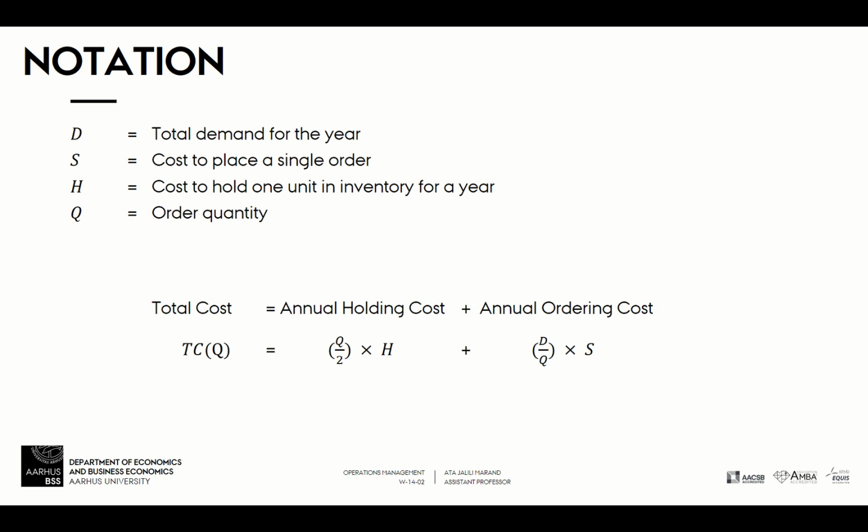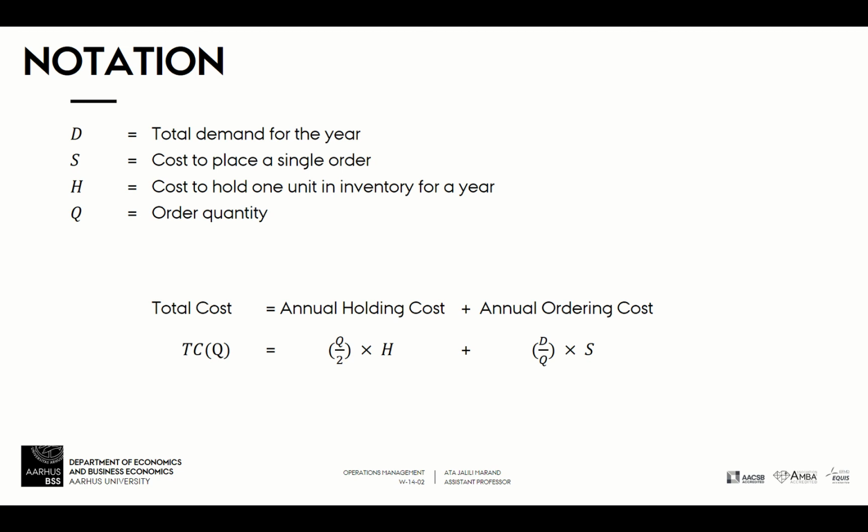We will use this notation. We will use D as the total demand per year or per unit of time. It depends on how we define the unit of time we are working with. Then we have S, which is the cost to place a single order, or the fixed ordering cost. And then we have H, which is the cost to hold 1 unit of inventory per unit of time. And then Q is the order quantity, and here it is our decision variable.